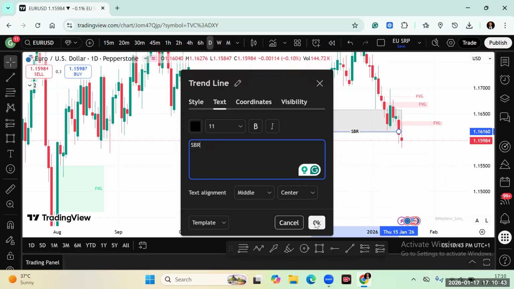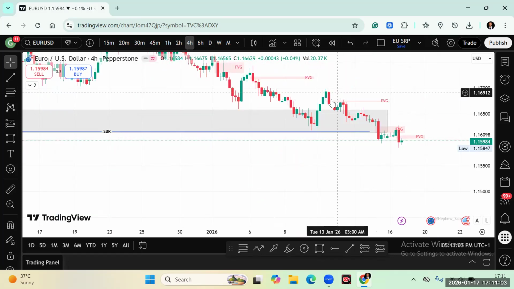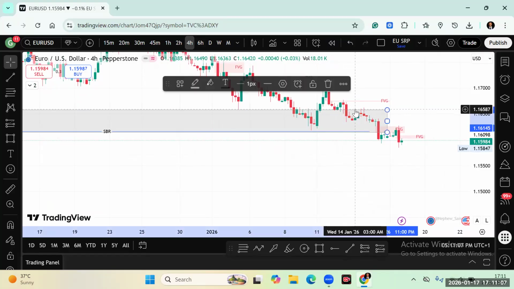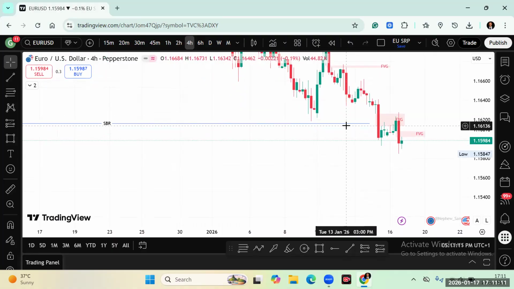So this place, this demand zone, has now become a resistance zone. It means that price will use this place to sell. It was using this place to buy before, now it's going to use this place to sell. So that is why what happened last week was very, very critical. All these places have been mitigated.